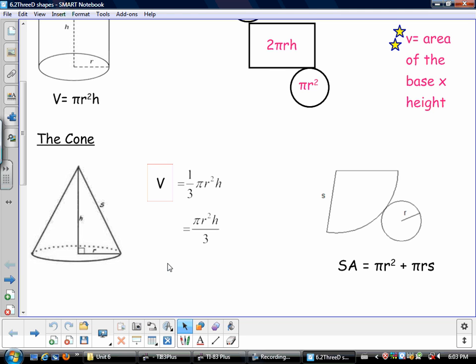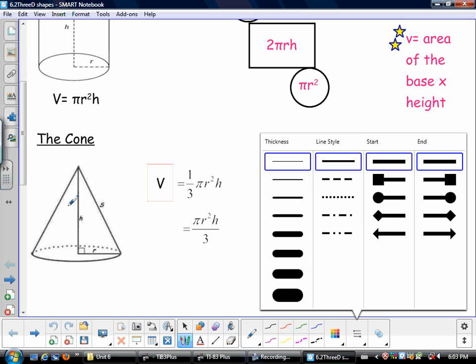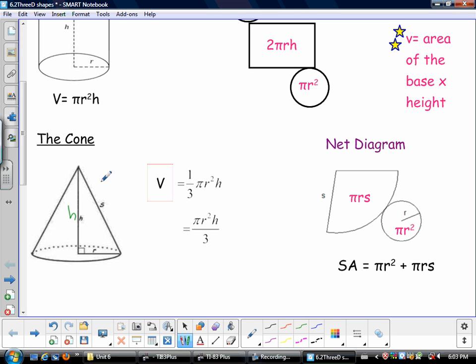Works the same way. Now, when we talk about the net of a cone, if we peeled it apart, again, we have a circle, which is pi r squared, and you can see that's here. Now, what we do here, however, is a little bit different. It's called pi r s. If you look closer at the diagram for this one, you'll notice that there is the h, which we had also with the cylinder, and the r for the radius, but we also have an s, and s is the slant height. So it's very different.